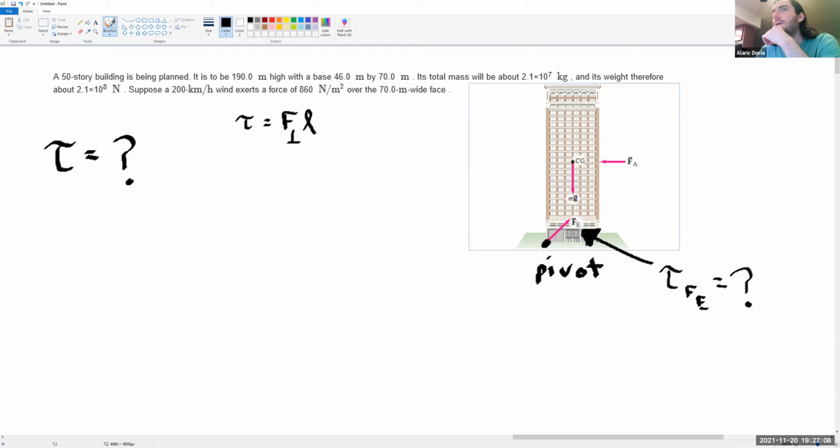Okay, we have a chat here. What would be the lever arm at that point? What's the distance between the force and the point that we're calculating the torque about? Half of the building's height. What point are we calculating the torque about? The pivot point, right?